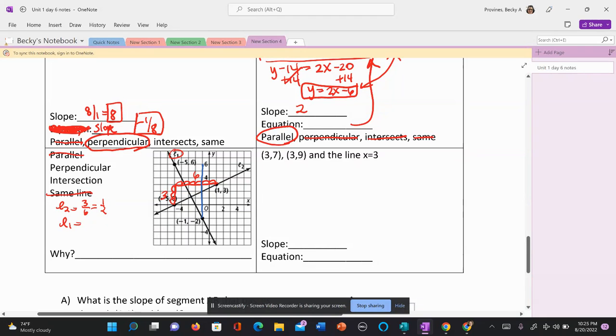I'm going to go up and over. So 1, 2, 3, 4, 5, 6, 7, 8. 1, 2, 3, 4. Now, guys, I went backwards, so this is negative. So it's -8 over 4, which reduces to -2 over 1. So we're comparing these two, and they are opposite reciprocals, right? You flip it, it becomes 2 over 1. One's positive, one's negative. So that definitely means it is perpendicular. Why? Because they are opposite reciprocals.